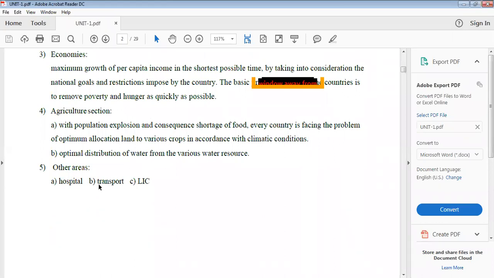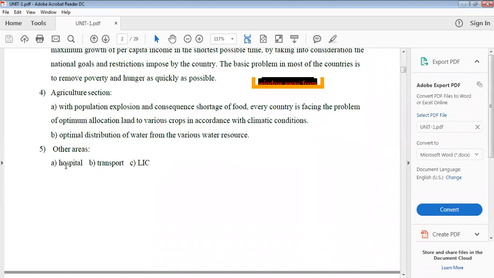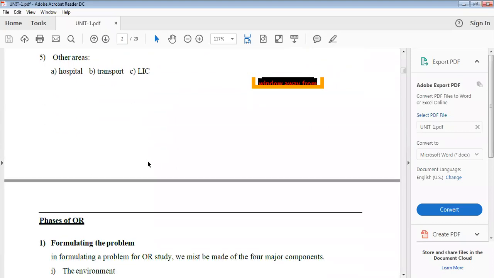Now other areas: hospital, transport, LIC. Hospitals, transportation and life insurance all play a vital role in the growth of the entire society. Unless you have hospitals for particular populations, people may die. Transportation again requires the required number of buses, trains, planes, all those things. Similarly, insurance is to be covered.